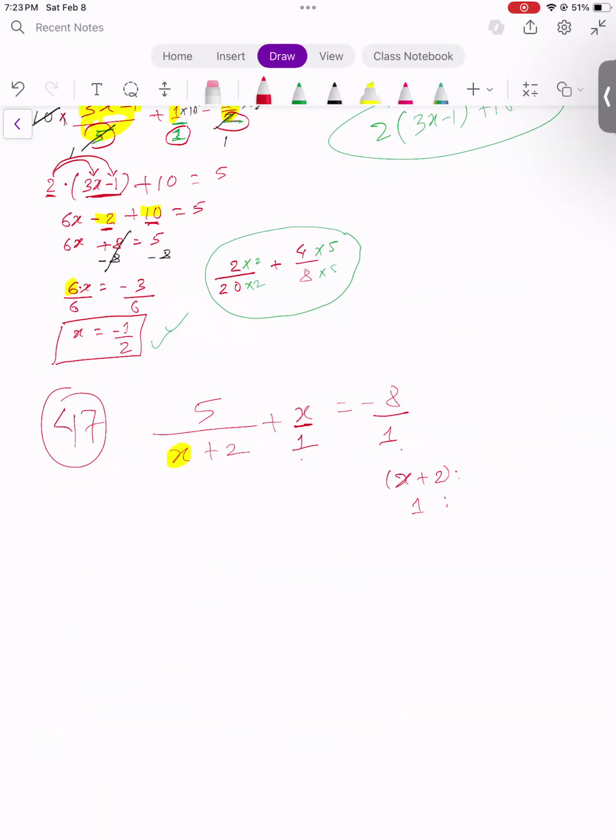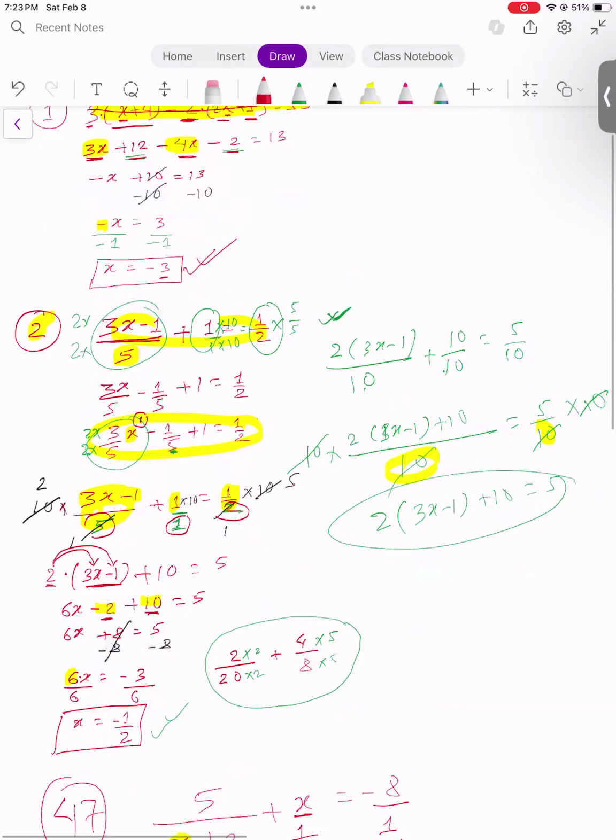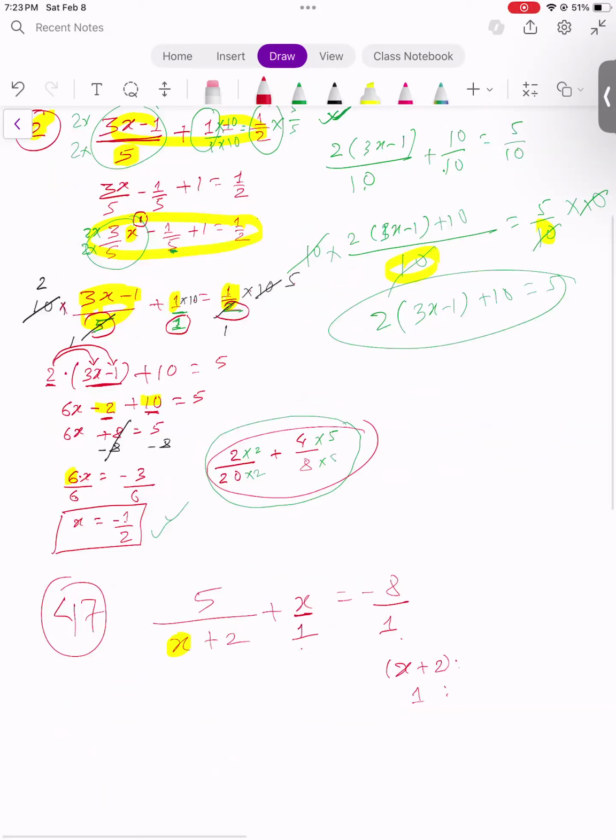Would it just be X, because one could be X on the outside and then X plus 2 on the inside, or would we just leave it as X plus 2? Okay, because now, every time, let me go back to the one. Now you need to find the common denominator.